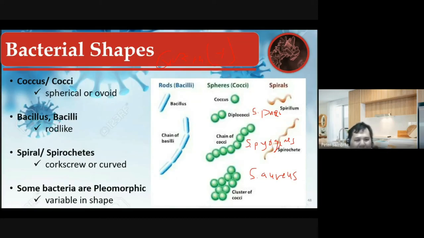Then we also have your bacillus or bacilli. Now, they can come as a single bacillus or a chain of bacilli. Now, a chain of bacilli would be known as streptobacilli.